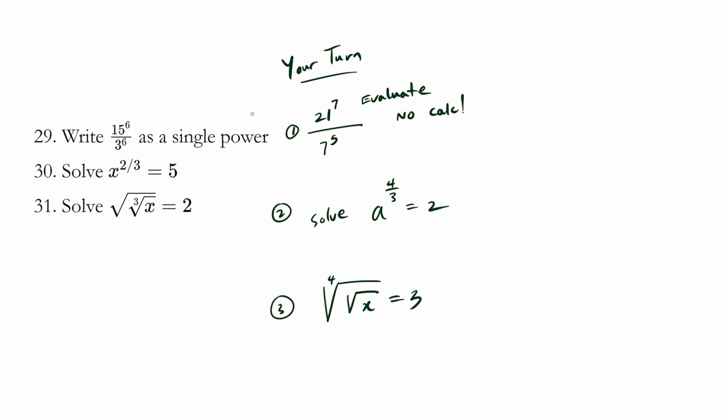Okay, now it's your turn. Number 1. What is 21 to the exponent 7 divided by 7 to the exponent 5? Evaluate. What's the actual answer? No calculator. Number 2. Can you solve a to the 4/3 equals 2? What's the actual value of a?